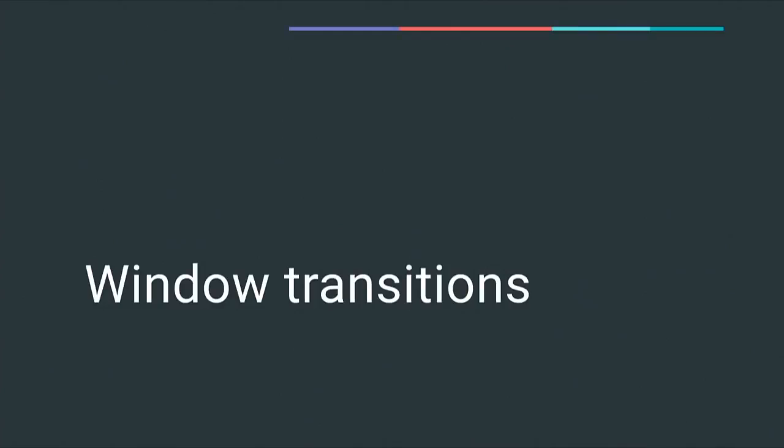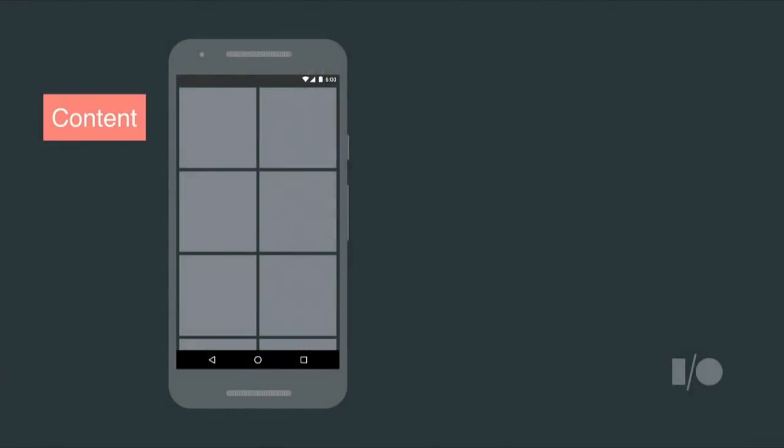So that's transitions. It turns out that quite frequently when you're changing scenes and want to perform an animation on those changes is at activity boundaries, so when you're going from one activity to another. So API 21 added a whole bunch of new APIs to help do this kind of thing, which we call window transitions. There's two main types. The first type is a content transition.